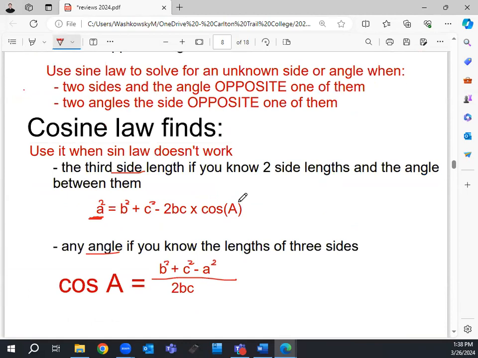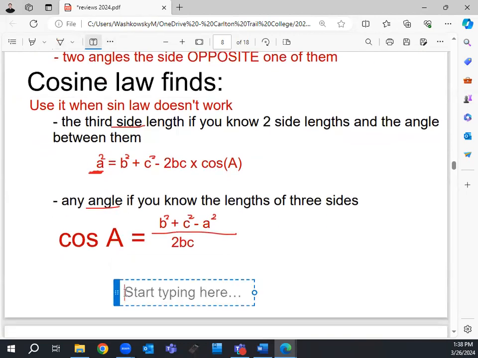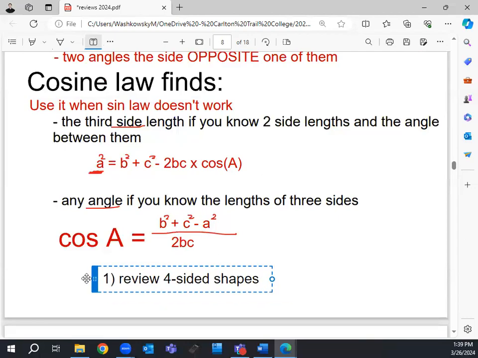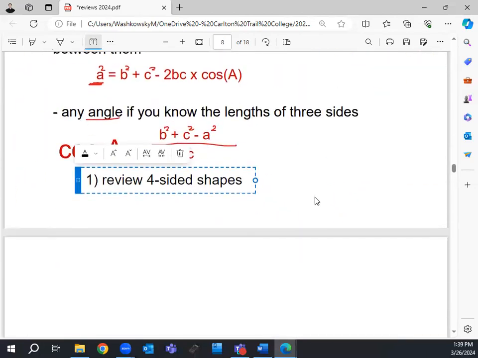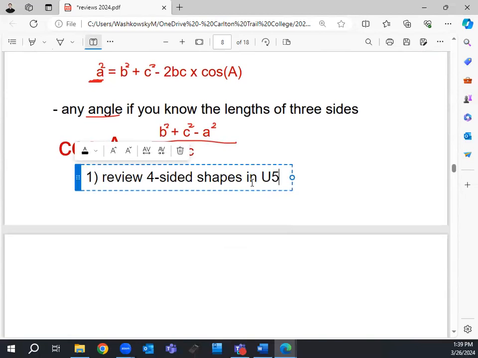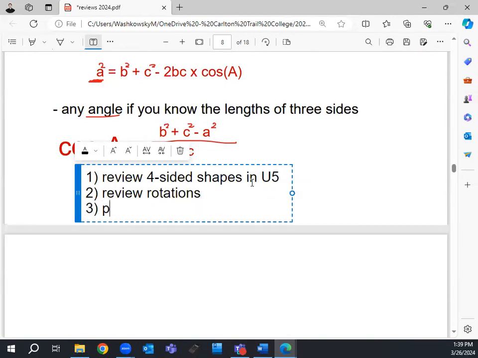So I know that was a crap ton of stuff. So for the rest of the day, what scares you the most? Go to it. One thing I will say though is review four-sided shapes. I think that's unit 5. Yeah, review the shapes, the quadrilaterals in unit 5. I recommend review rotations. It's a helpful thing. And then I recommend try the chapter test for unit 7.